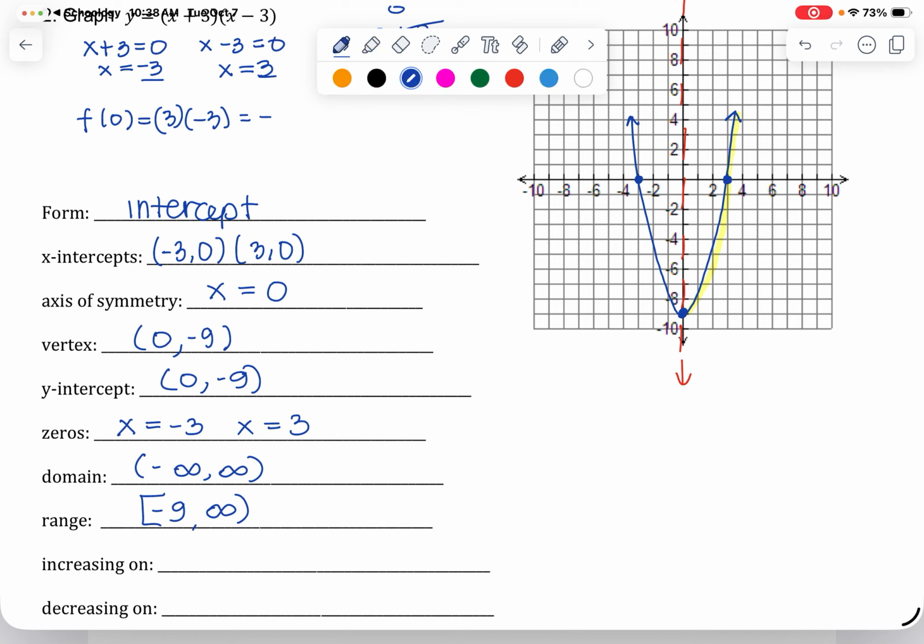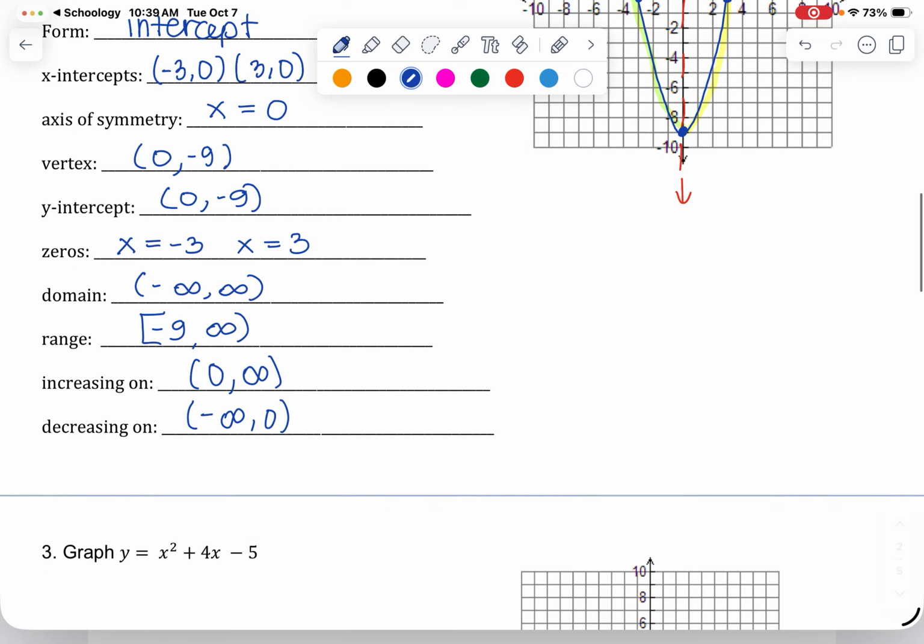And remember, we always use parentheses on increasing and decreasing. And then it's decreasing. If you look left to right, it's when it's going downhill. So that's from -infinity to 0. Remember, you're stating the domain of that piece. Good? Okay, let's move on to the next one here.